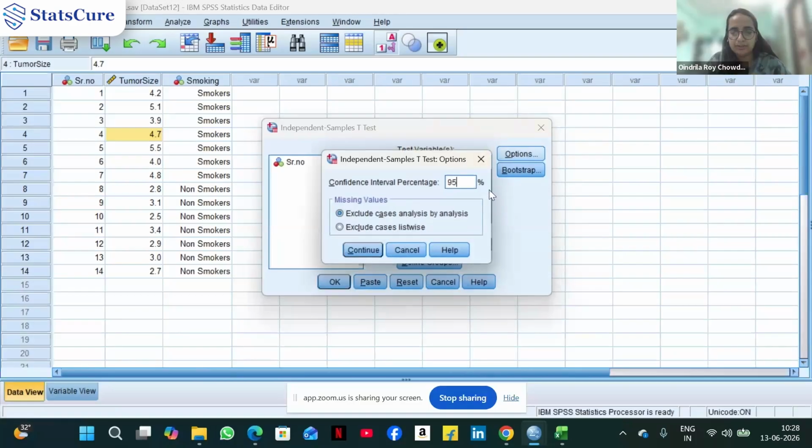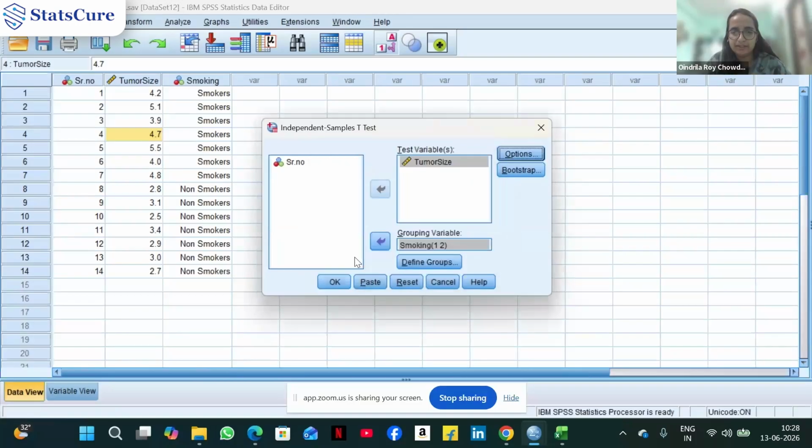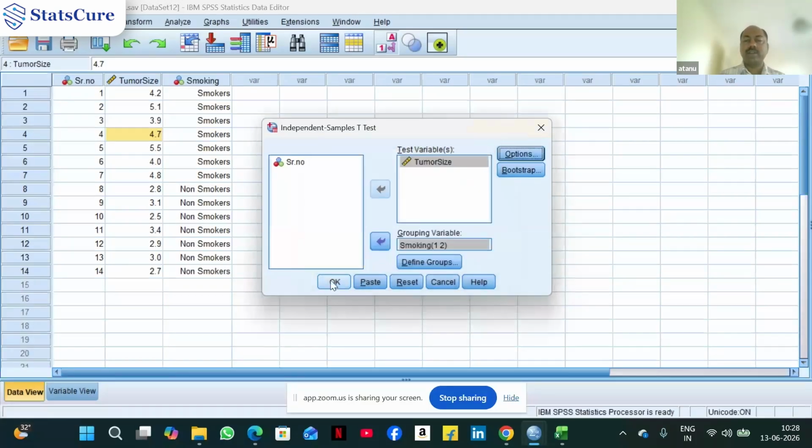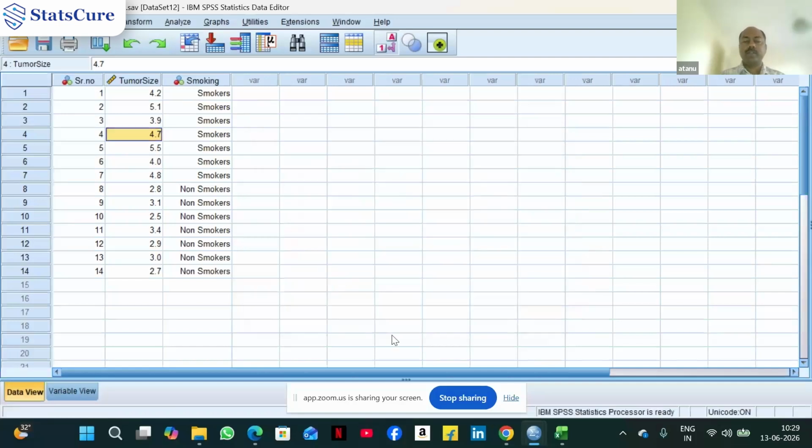In options, we can set the 95% confidence interval. In the next step, we can replace this 95 with either 90 or 99% and see how the values differ. So this is the 95% confidence interval she considered. Now click on OK.